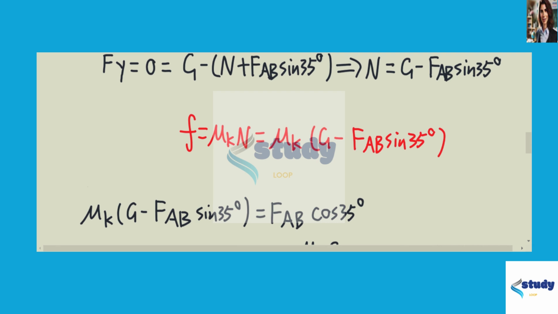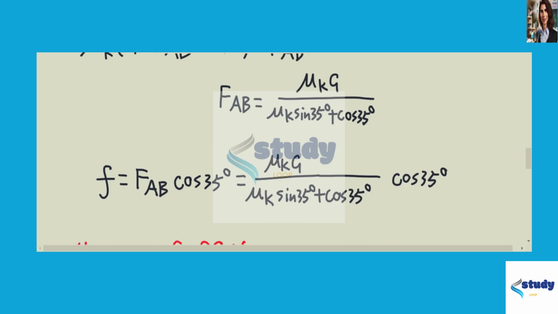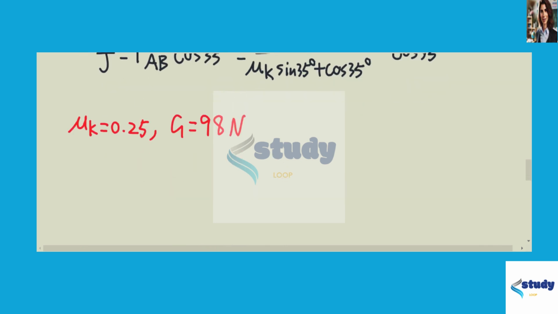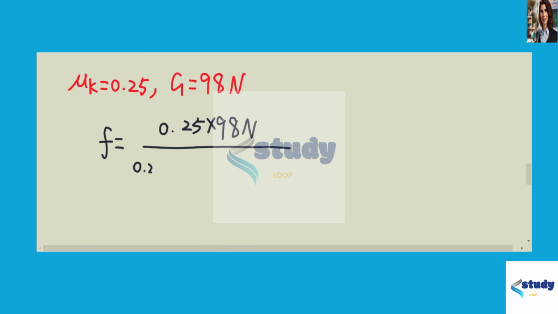If we do some rearrangement here, eventually we have FAB equal to mu K G over (mu K sine 35 degrees plus cosine 35 degrees). Therefore, the friction is equal to FAB cosine 35 degrees, which is mu K G over (mu K sine 35 degrees plus cosine 35 degrees), multiplied by cosine 35 degrees. When mu K is 0.25 and the gravity is 98 Newtons, the friction is equal to 0.25 times 98 Newtons over (0.25 times sine 35 degrees plus cosine 35 degrees), and then times cosine 35 degrees.